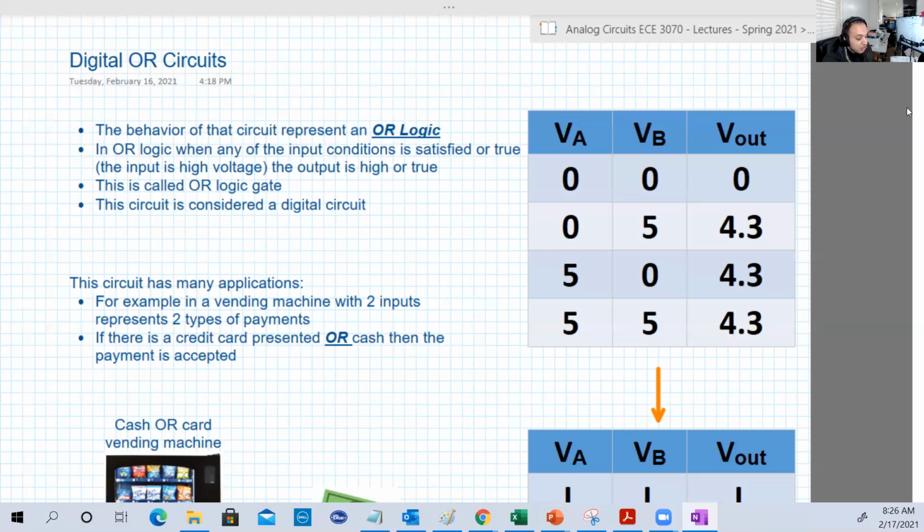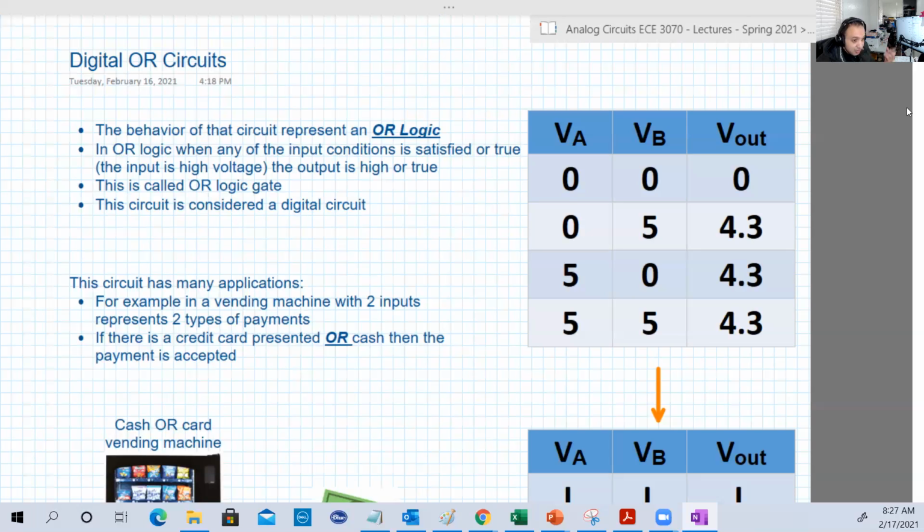And we represent false, or not satisfied, as low, or 0, low voltage. So when the input VA or VB is 0, that means this condition is not satisfied, it's false. And when we input 5 to either A or B, we are saying that the condition is satisfied, or true. In this logic, we do the operation if at least one of the conditions, maybe two or just one of them, is satisfied, is high, is true.